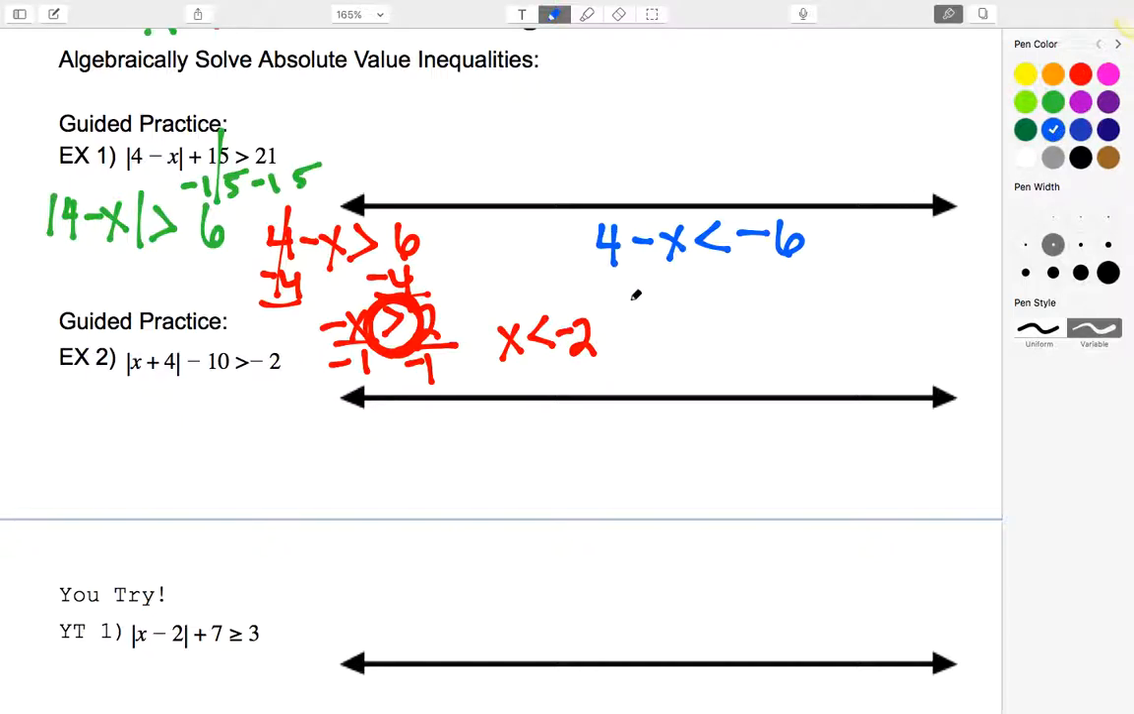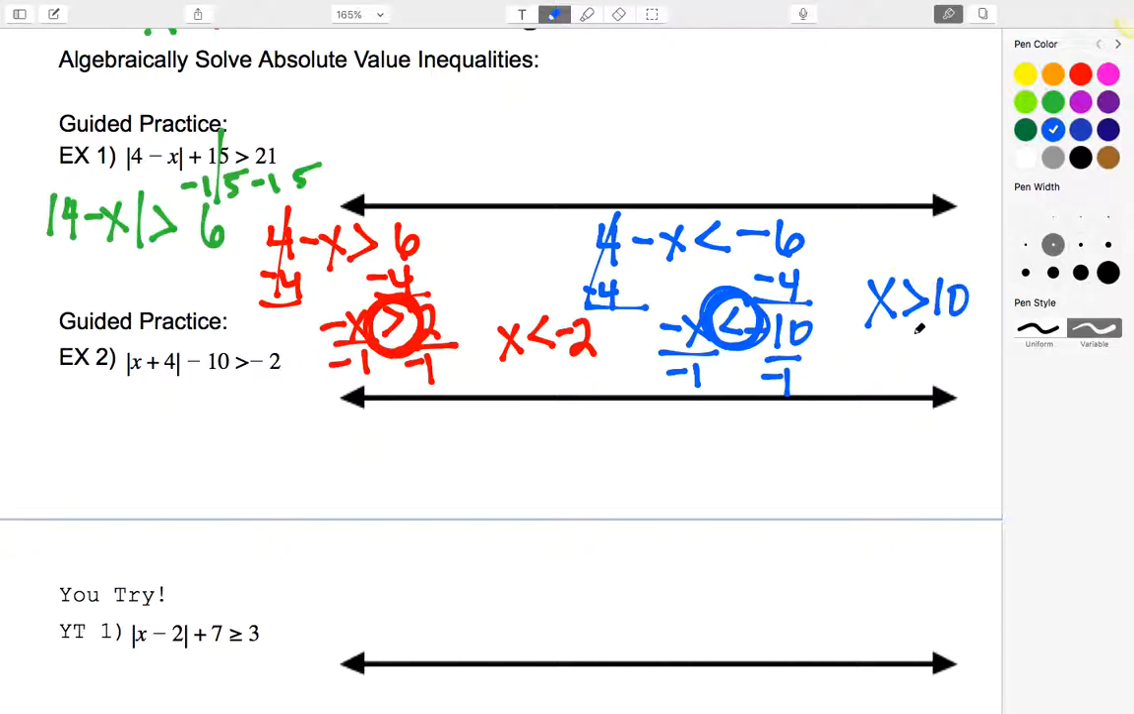I don't graph it immediately because I don't know what the answer is going to be to this one, and I want my numbers to be in numerical order on my number line. So I'll go ahead and solve here so I can see what that is. I'll subtract 4 from both sides and get -x is less than -10. I'll divide both sides by a -1. When you divide by a negative, don't forget you flip your inequality. So now I've got x is greater than 10.